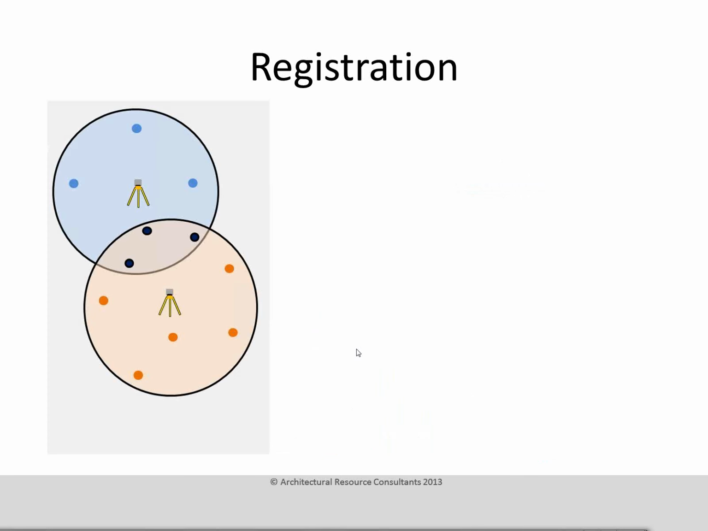Now, I want to give you another example of registration. So we've got two scans here, the blue scan and the orange scan. And think of these little dots as our targets. So again, 3 targets that overlap from one scan to the other, and we can register these 2 scans together.